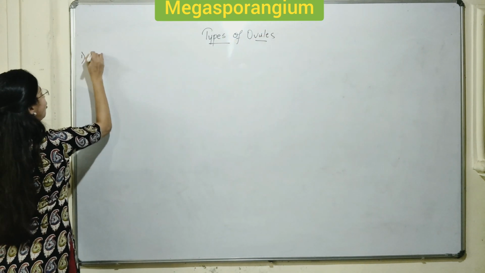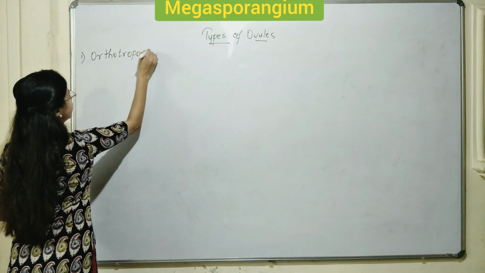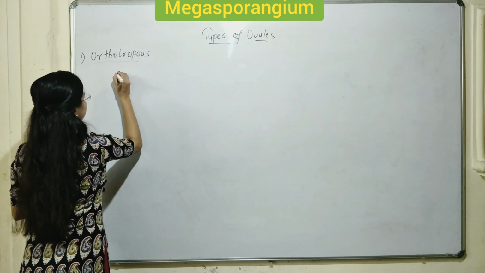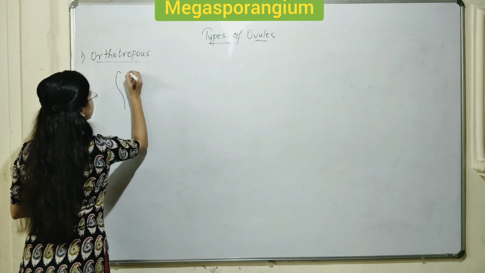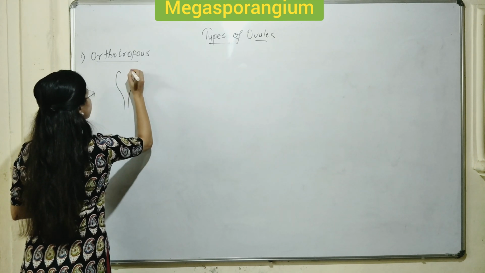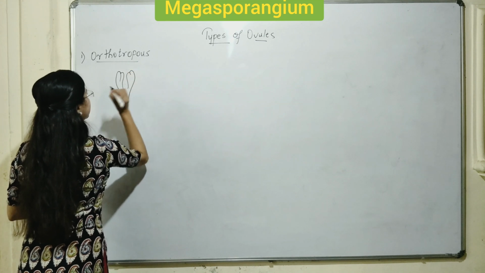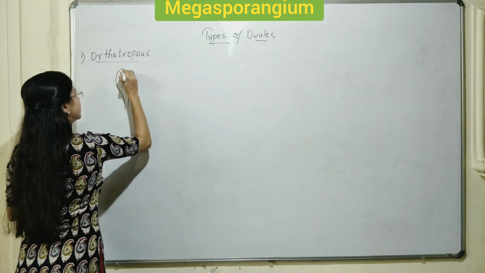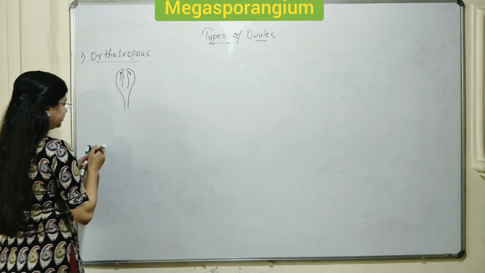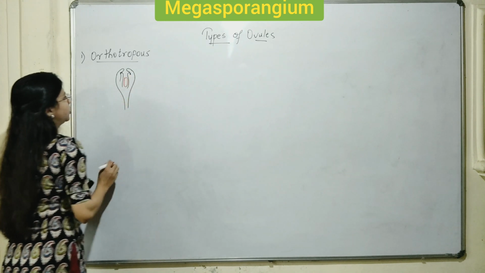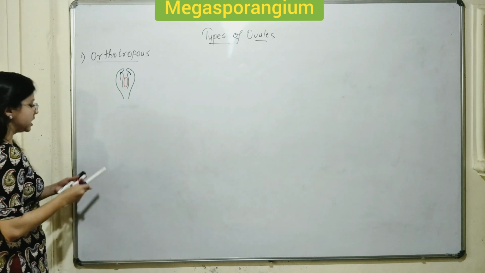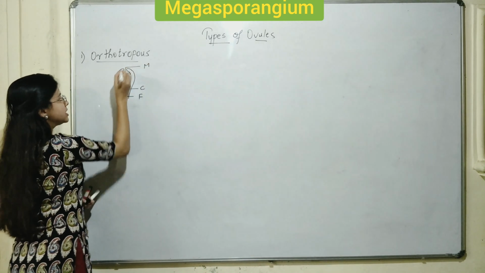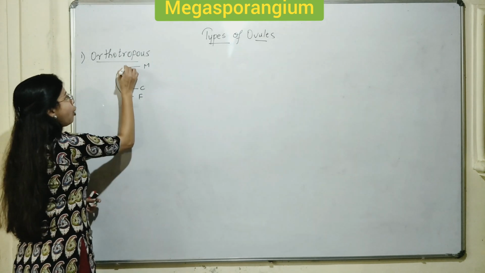Okay, the first type of ovule is the orthotropous ovule. In case of orthotropous ovule, what you see is the funicle, the micropyle, and the chalaza. So you can say that the chalaza, funicle and the micropyle are all in the same line.